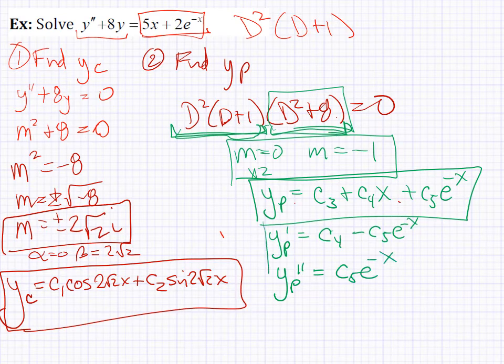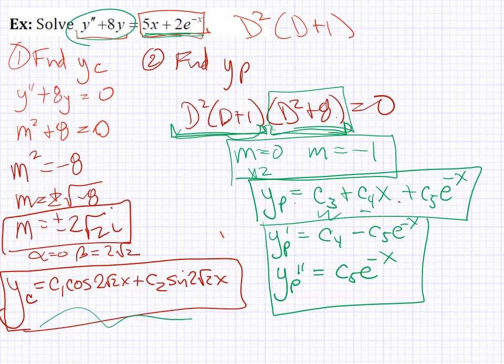We're going to plug each one of those into the original. We're going to do equal parts to figure out what the left side and right side equals so that we can satisfy the conditions for c3, c4, c5. Combine that with our y sub c, we got our answer.